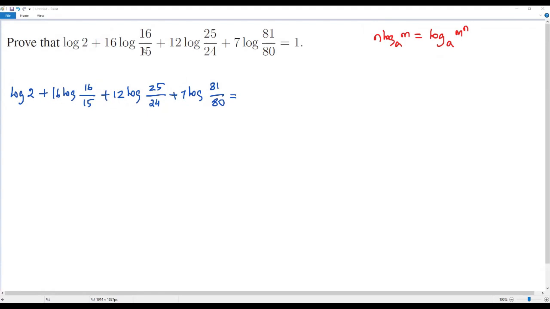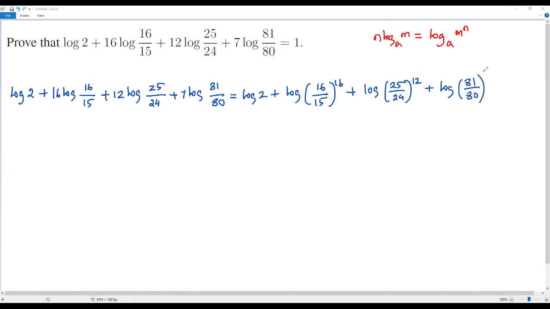Let me continue over here, and also write this first term as it is. That is log 2 +. Now we can write this 16 as an exponent for this argument. Then I'm getting log of (16/15) to the power of 16 +. Now let me take this 12 as an exponent for this argument. Then I'm getting log of (25/24) to the power of 12 +. Let me take this 7 as an exponent for this argument. Then I'm getting log of (81/80) to the power of 7.